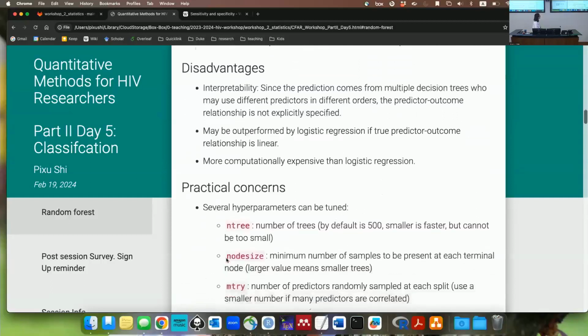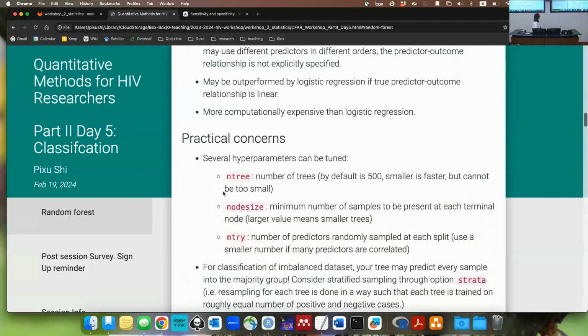And there are several hyperparameters in the tree that you can tune. The number of trees is by default set to 500. It's the number of subsets of samples, the resampling of samples you do. Your forest will contain 500 trees. If you have a large data set, you may want to make it smaller because it saves time. A smaller forest saves time, but you cannot make it too small. You have to give each sample a chance to participate in the tree building.